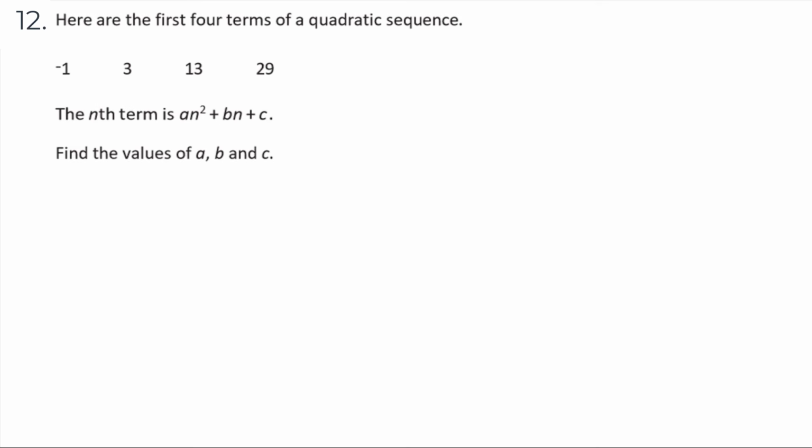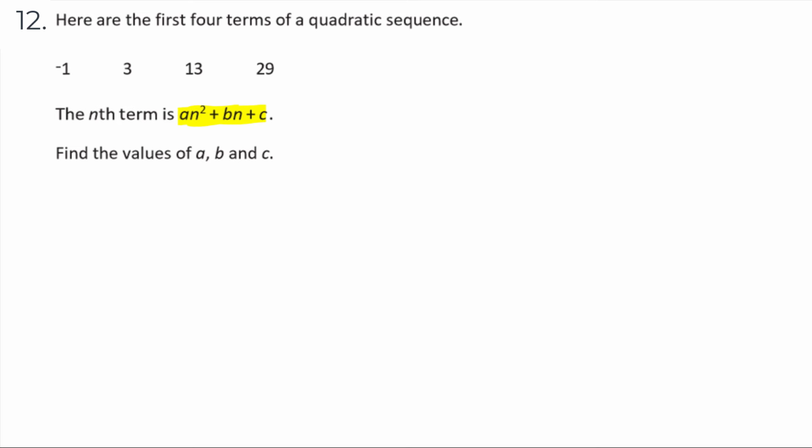Here is the first four terms of a quadratic sequence. We've got -1, 3, 13 and 29. We're told that the nth term is an squared plus bn plus c. Find the values of a, b and c. Don't be scared by this bit here. This is just a general form of a quadratic expression, an squared plus bn plus c, and that's what you're doing when you're finding the nth term of a quadratic sequence. It's going to be in that form.